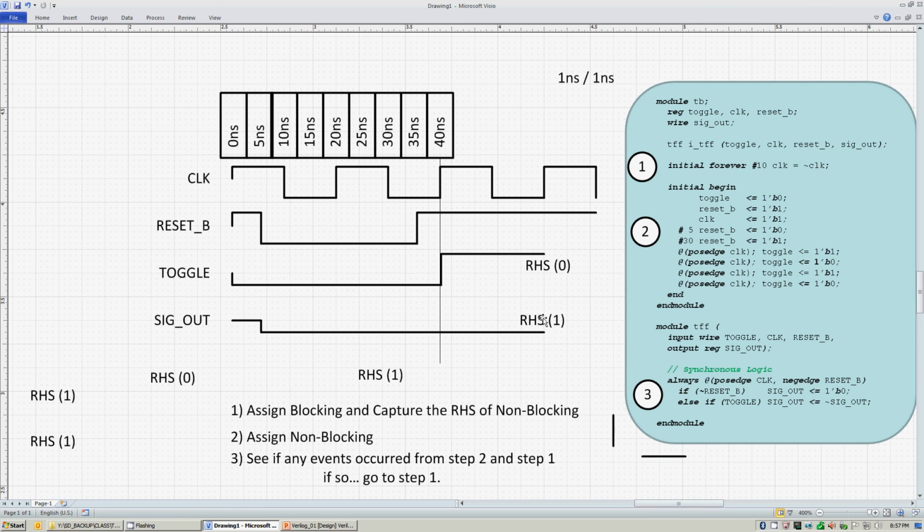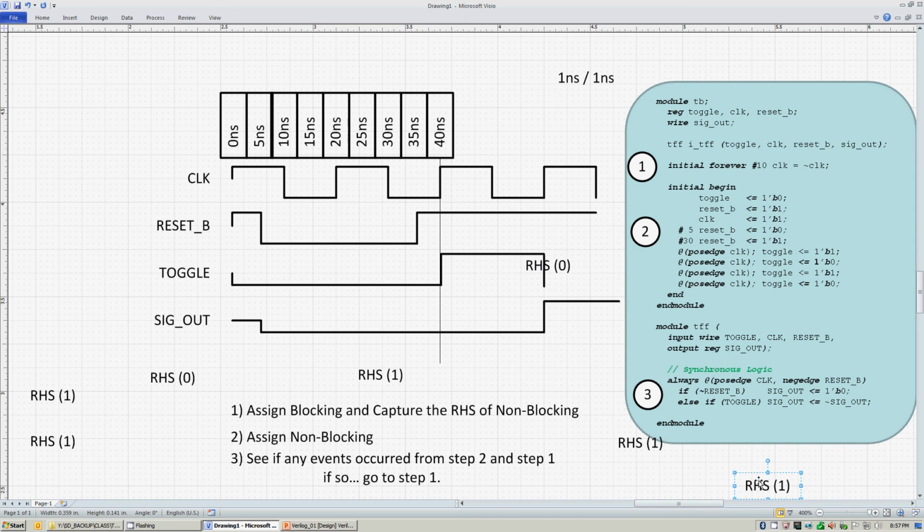So we grab the right-hand side. Now is there any other non-blocking assignments to be captured, or is there any blocking assignments yet remaining? No. Okay, so the question is, what's left? Well, now we just assign. We assign the right-hand side. And that right-hand side is going to be high until the next clock edge, and toggle will be low until the next clock edge.